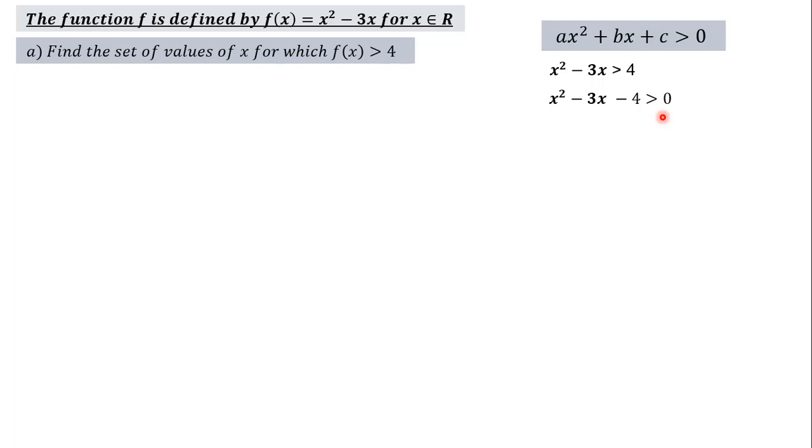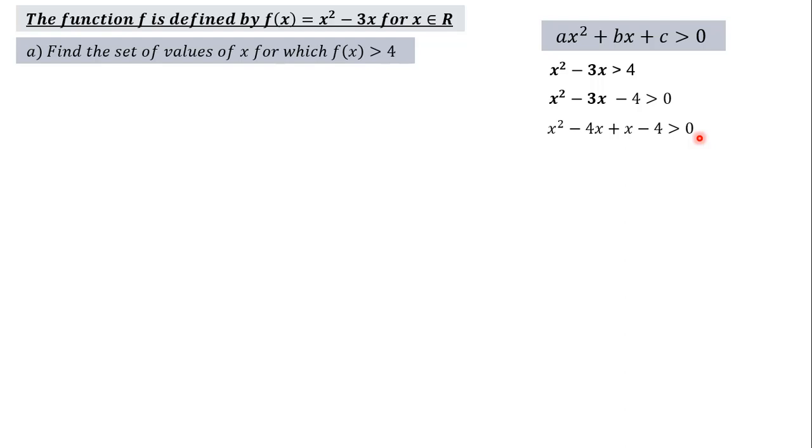mid-term breaking. Now look for a pair of numbers that when multiplied should give you minus 4 and when added should give you minus 3. So we got a pair, that is x squared minus 4x plus x minus 4 is greater than 0. Here students, I am assuming that you are well aware of factorization. If not, you can check my tutorial which is already uploaded on my channel.